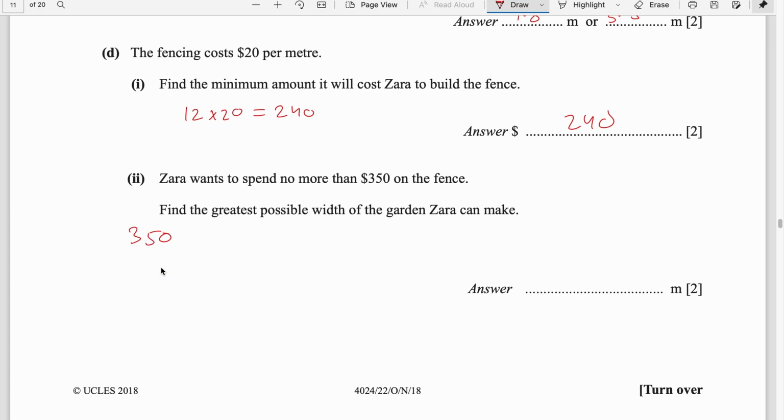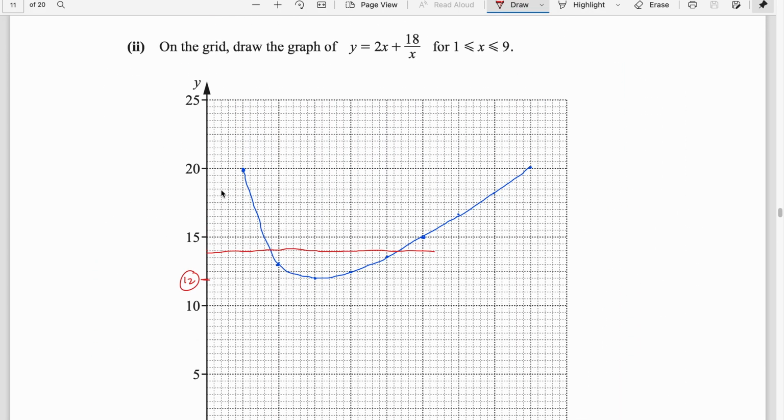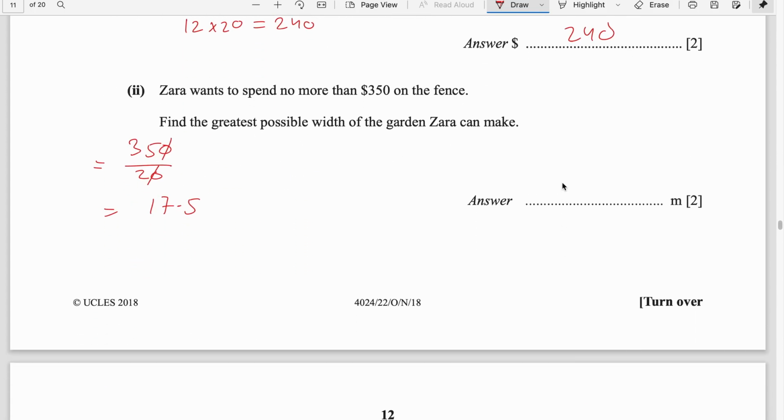Find the greatest possible width of the garden Zara can make. So if she's spending $350, first we know that she can make a fence of 17.5 meters long. And to do so, this is 15, 16, 17 and 17.5. So at 17.5 we get one of the intersections at this point, the other intersection at this point. So the maximum length she can make is this, 2 blocks before, so that is 7.6 meters.